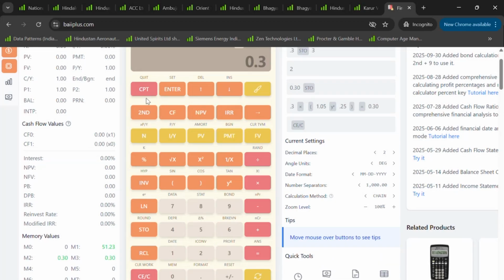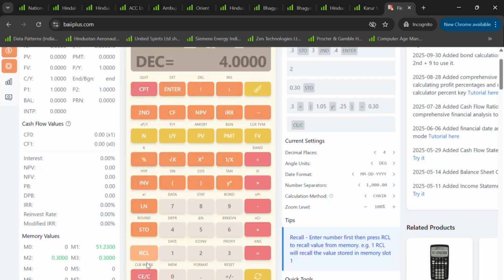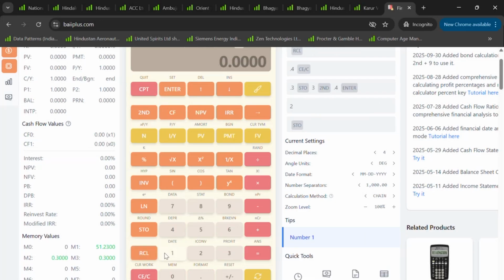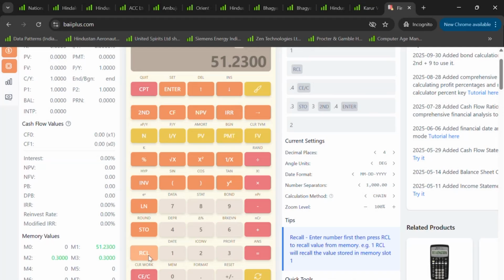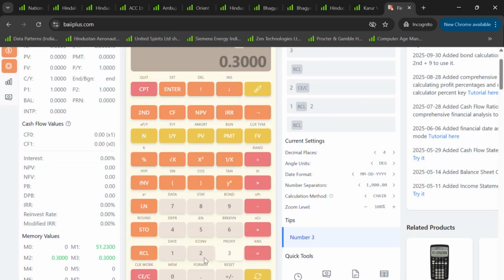Now remember, 1 minute, I'll just show you. My decimals, I want to put it as 4. So I'll set it to 4. Now see what I have stored in recall. I can recall 1. It is 51.23. If I recall 2, it is 0.30. And I recall 3, that also contains 0.30. Let us see the second one. 0.3 into 1.05 raised to 0.25.